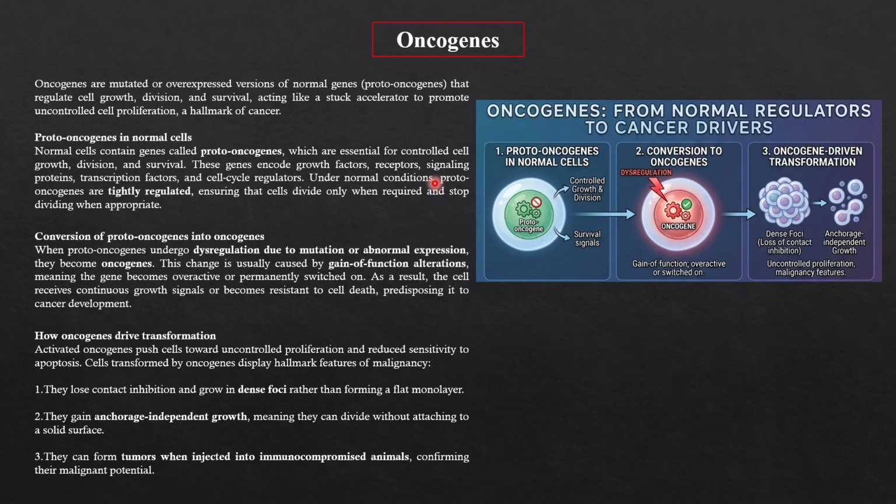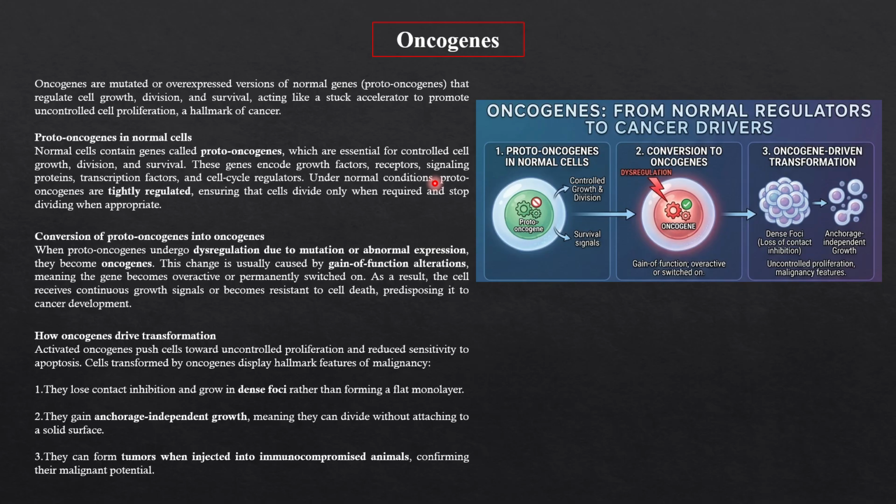cancer. So normal cells contain the genes called proto-oncogenes, which are essential for controlled cell growth, division, and survival. These genes encode growth factor receptors, signaling proteins, transcription factors, and cell cycle regulators. Under normal conditions, these proto-oncogenes are tightly regulated and ensure that the cells divide only when required and stop dividing when appropriate. The conversion of proto-oncogenes into oncogenes occurs when they undergo dysregulation due to mutation or abnormal expression.